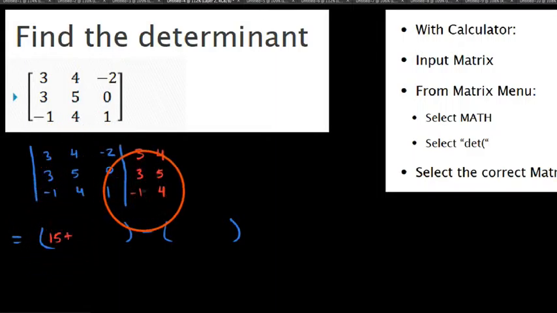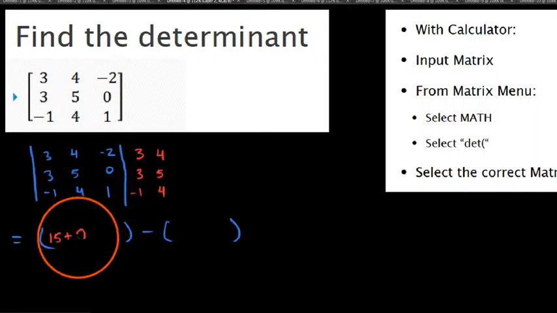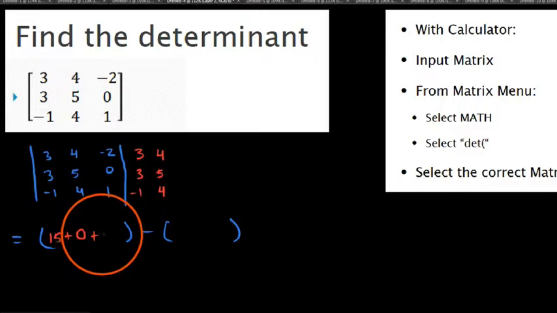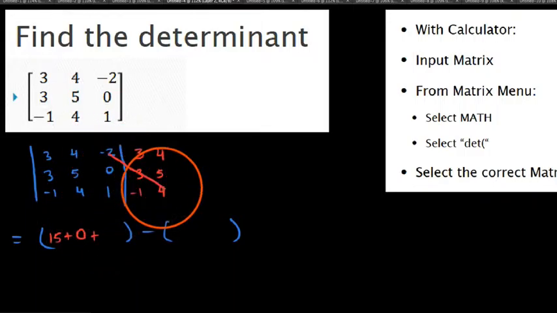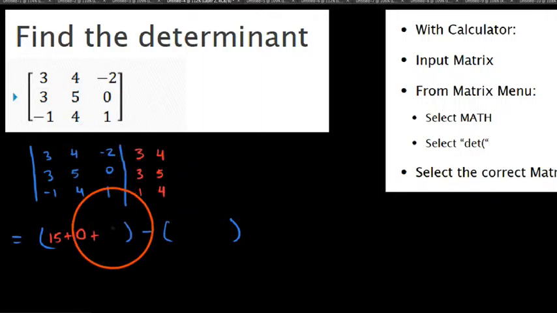Now 4 times 0 times -1, here's why I mentioned I like 0. If there's a 0 there, you don't need to even think about the other numbers. We know that the product of anything containing a 0 as one of its factors is 0. And now -2 times 3 times 4, that would be negative 2 times 3 is negative 6, and negative 6 times 4 is negative 24. So I'm just going to leave that for now.